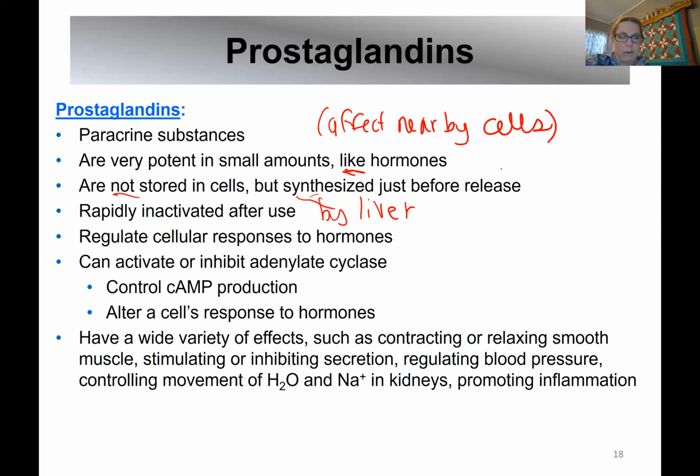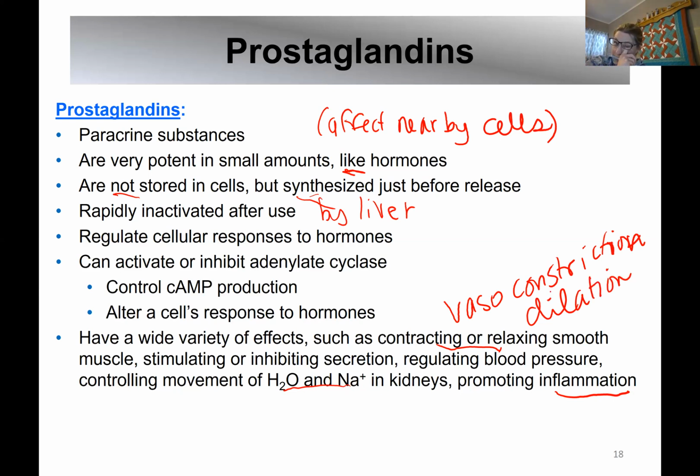Let's see. They have a wide variety of effects. Inflammation is one of them. Okay, in micro, we just talked about inflammation and fever and so forth. Well, prostaglandins promote inflammation in the cells near them. They help with water and sodium secretion in the kidneys, relaxing and contracting smooth muscles that would cause vasoconstriction or vasodilation, the expanding or contracting of the blood vessels. So those are some of the things that prostaglandins do.